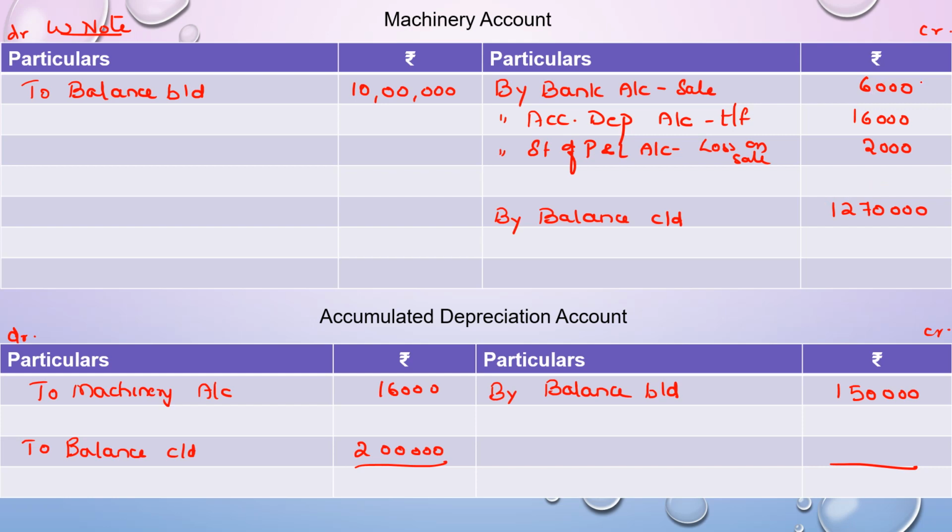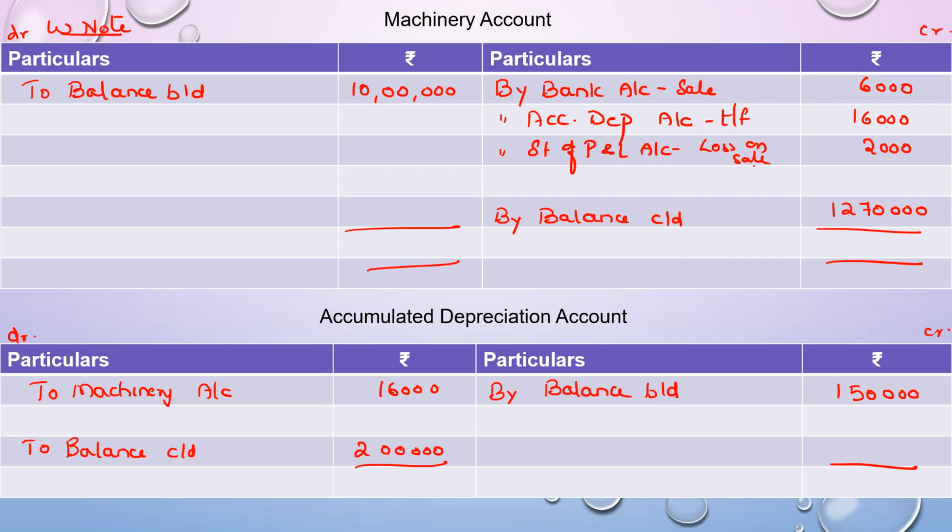So if you see, if you total these three amounts, 22 plus 2, 24, that was the cost. So automatically from this 10 lakh, the cost has gone out. 6,000 has come in the form of sale value, 16,000 in the form of depreciation accumulated on it, and 2,000 in the form of a loss on sale. Once this is completed, we can close out the accounts.